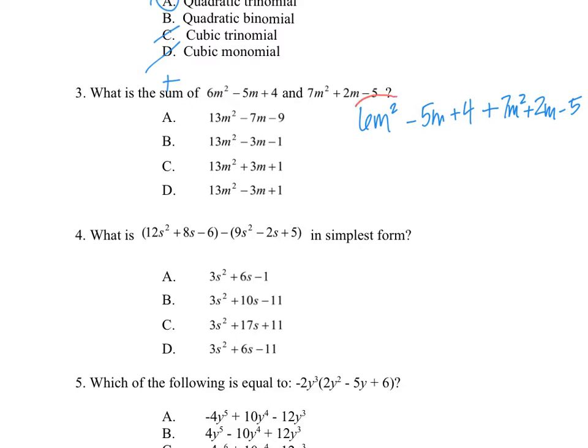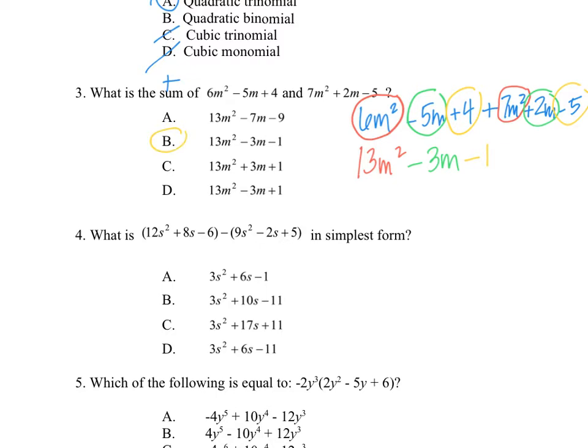So in red, I have my terms that have m squared. So 6 plus 7 is going to give me 13, so 13m squared. Now let's do our terms that just have an m. So we have negative 5m and positive 2m. That's going to give me negative 3m. And then lastly, we have our positive 4 and our negative 5, and so that's going to leave me with minus 1. Okay, and so the option that matches this is B.